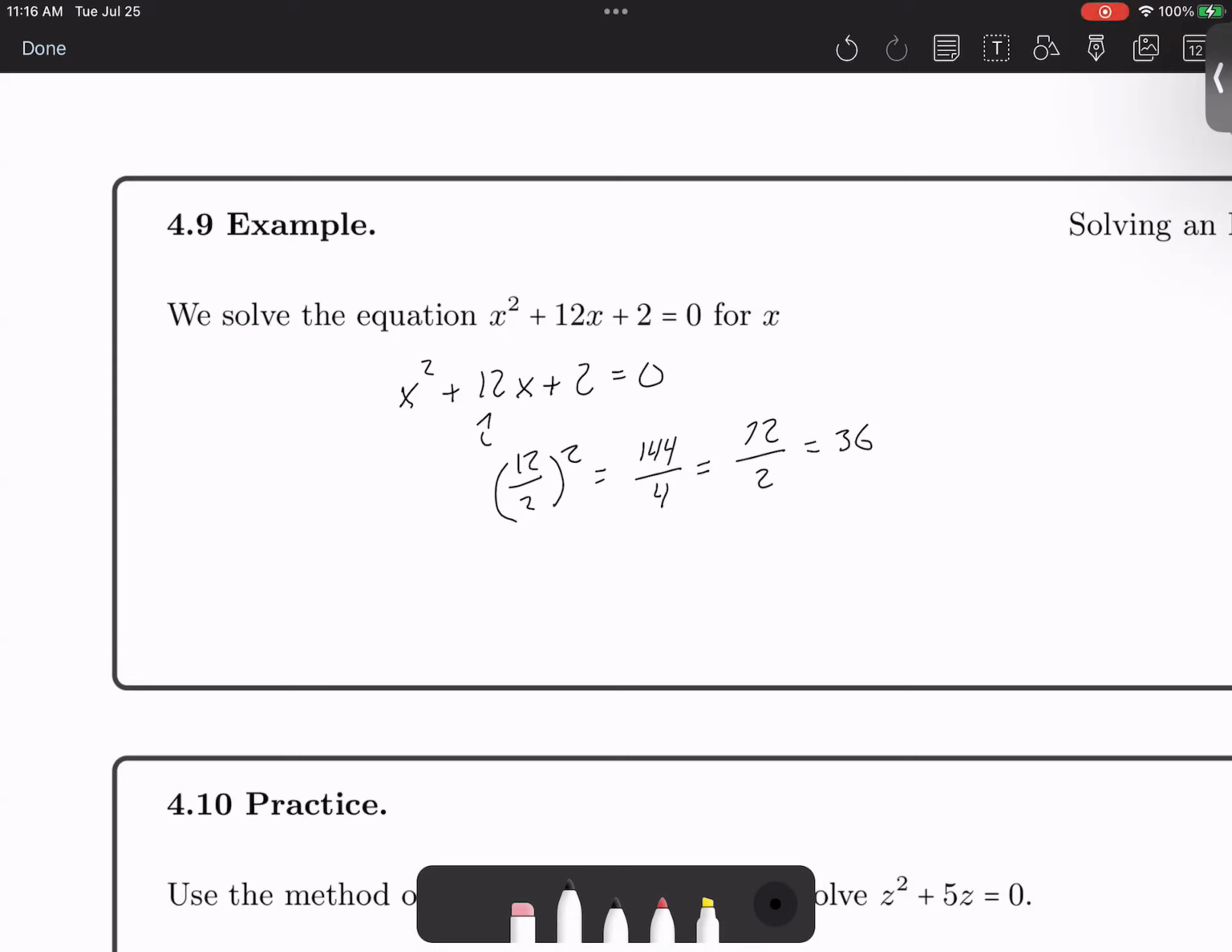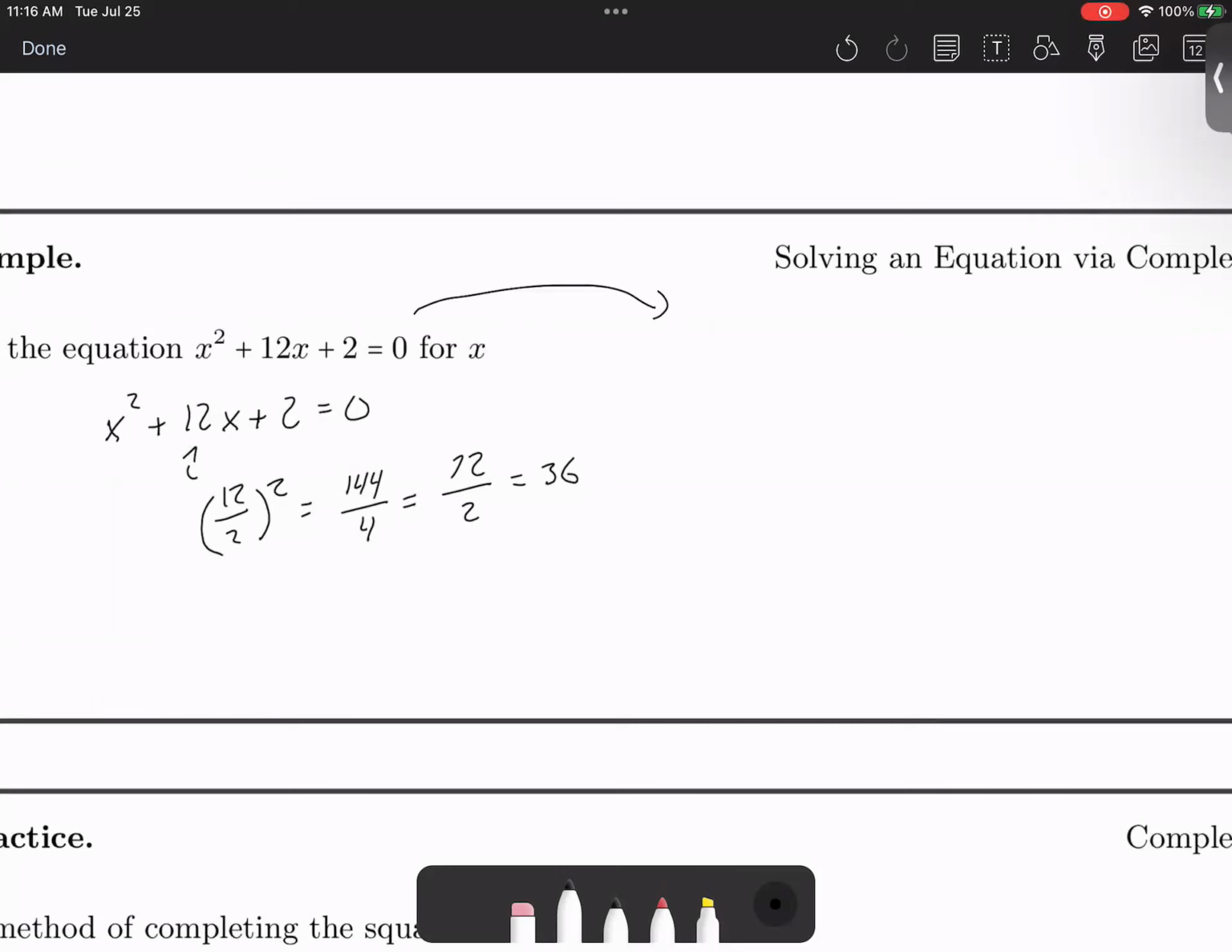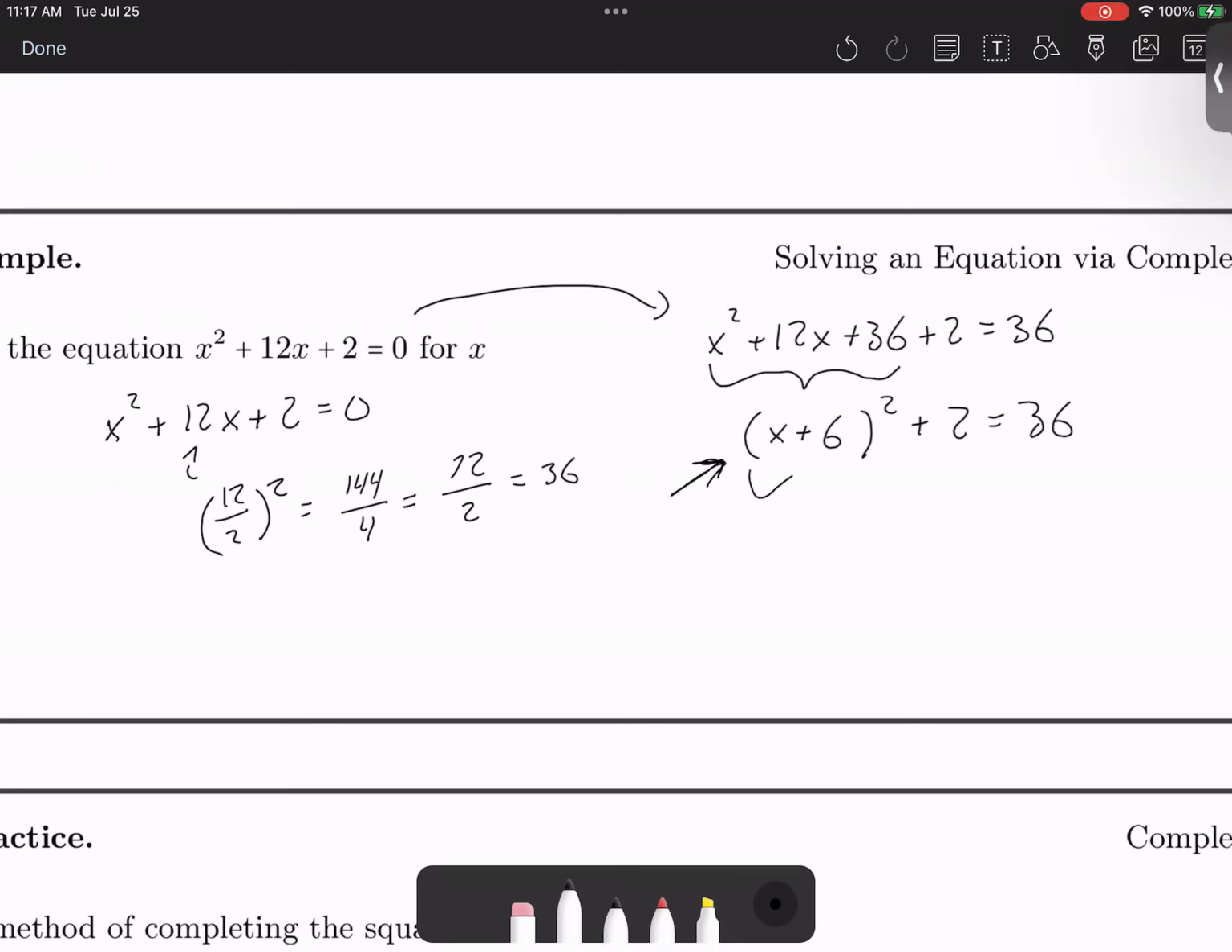So I'm going to take this equation and I'm going to rewrite it as x squared plus 12x plus 36 plus 2 is equal to 36. So I rewrote the exact same thing. I just added 36 to both sides. And the reason I did that is because this is now a completed square. So I can write this as (x plus 6) squared. And if you don't trust me, in fact, you shouldn't trust me, pause the video now, start with this line, expand this square, and make sure that you get back up to that line.